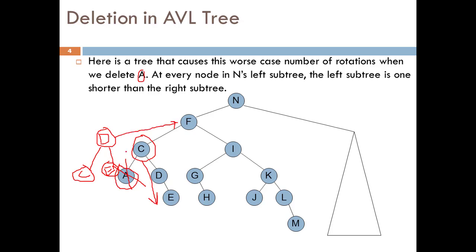So once this has been deleted, this left subtree of F is now one shorter than the right subtree of this F. So again we need to check and perform some kind of rotation here, and then after rebalancing of this node, the n will have a left subtree which is one less than the right subtree. It means we also need to perform the rotation at level n. So in the worst case, it will be performing 1, 2, 3 and 4 rotations to finally balance this tree. So this is the worst case of deletion in an AVL tree.